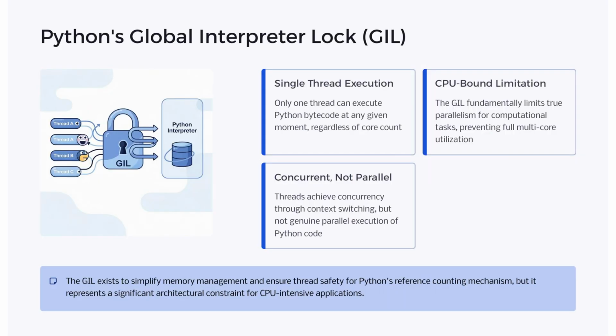Python's global interpreter lock, GIL, restricts execution to one thread at a time, limiting true parallelism in CPU-bound tasks. This constraint prevents full multi-core utilization, achieving concurrency through context switching rather than parallel execution. The GIL simplifies memory management and ensures thread safety, but poses challenges for CPU-intensive applications.